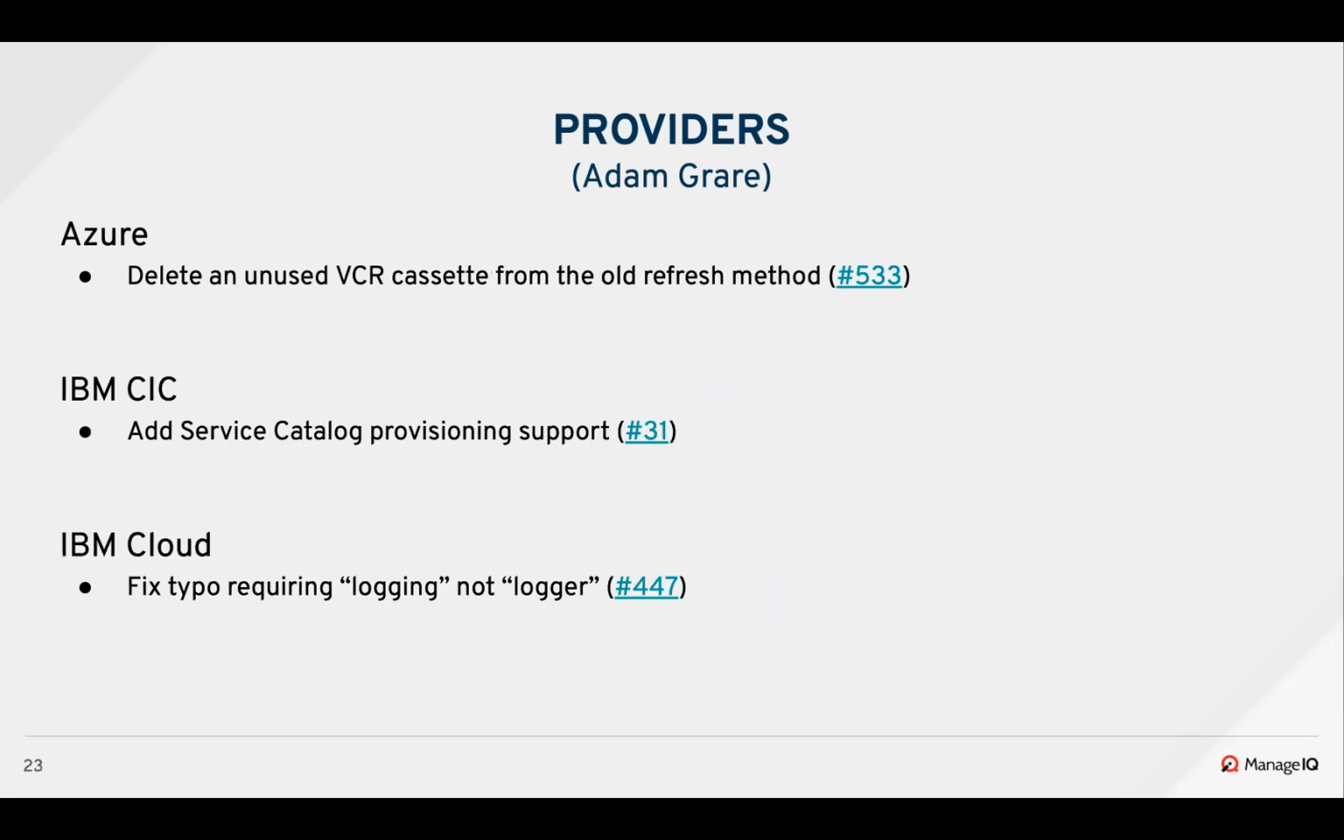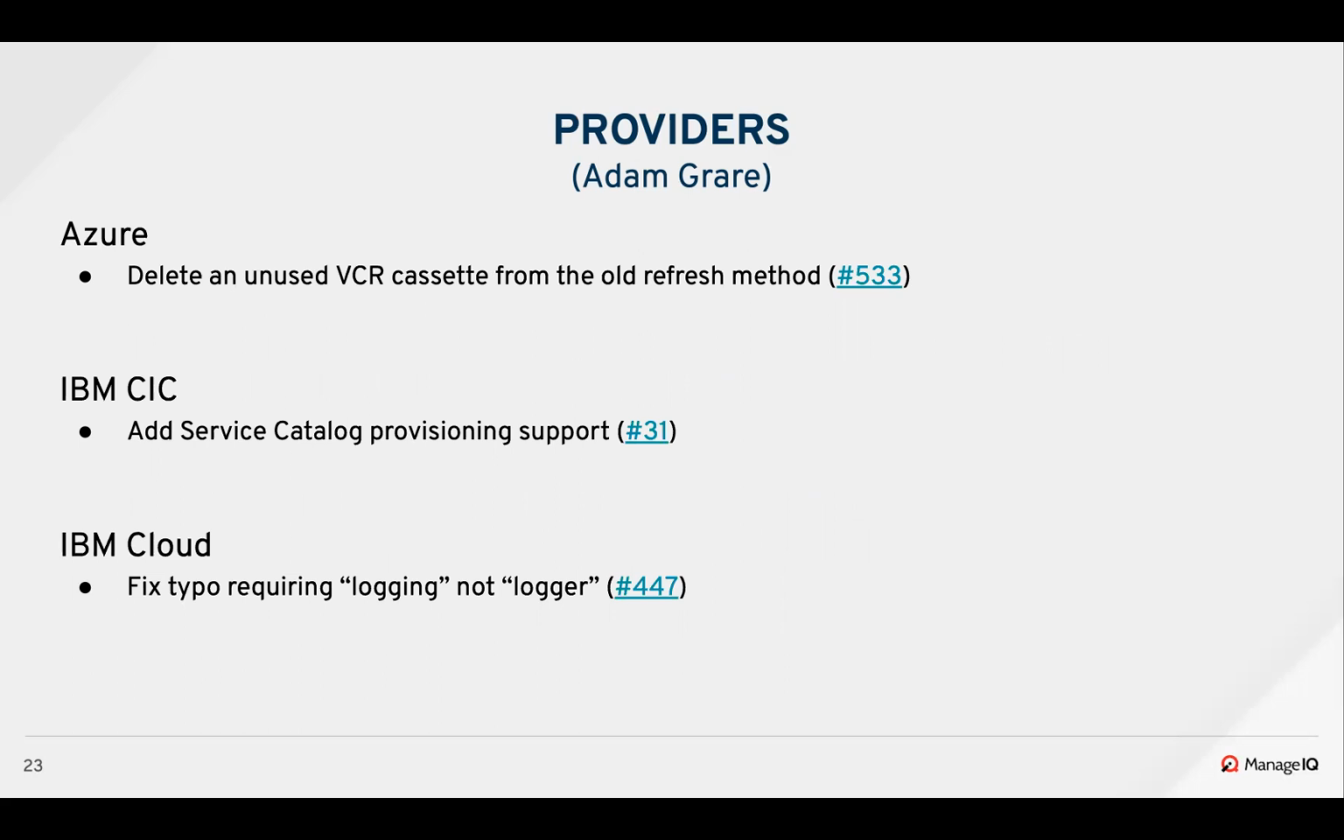Next slide. For Azure, we found that there was an unused VCR cassette that was there from when we had support for 2 different types of refresh, and they had their own VCRs. But when we switched over to only using graph refresh, we forgot to delete the old VCR cassette. Really just have this in here because it was like 15,000 lines of deletions, and I want to make LJ jealous. For IBM CIC, we added service catalog provisioning support.